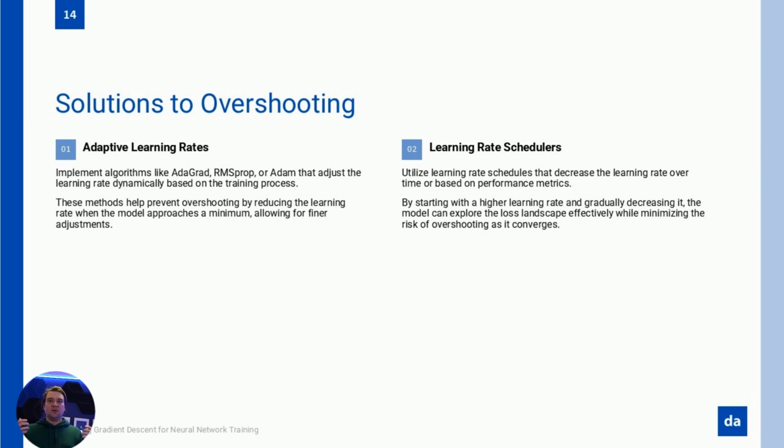So far, we've tackled slow convergence, local minima, and erratic behavior. Now it's time to take a step back and recap why mastering gradient descent is so essential for neural network training. Let's wrap it up in the next slide.